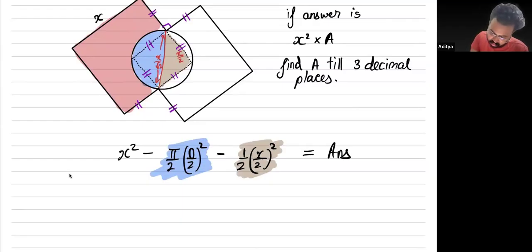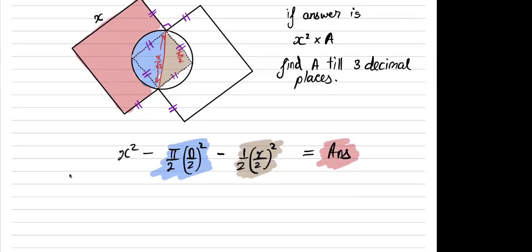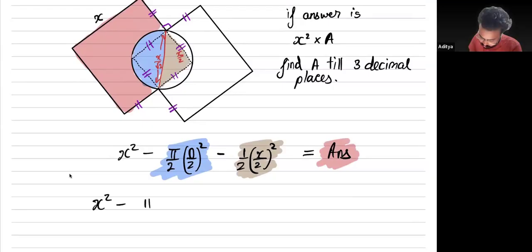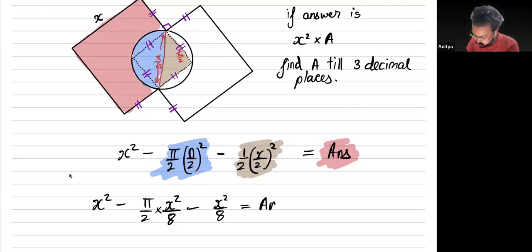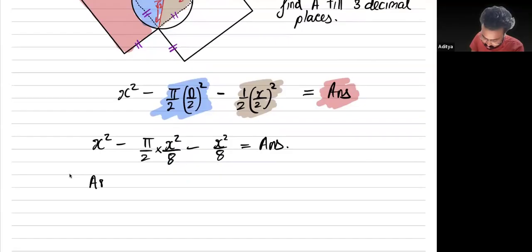And this is the brown region that I'm removing from the entire region, and this is equal to the answer, which is of course the red color. Okay, and this is the entire square. So the diameter is x by root 2, so you have x square minus pi by 2 times x square by 8, because this diameter is x by root 2, x by root 2 by 2, you get an 8 in the denominator, minus x square divided by 8, which is equal to the answer. And this is x square common, 7 by 8 minus pi by 16.